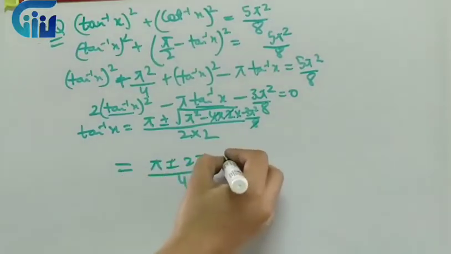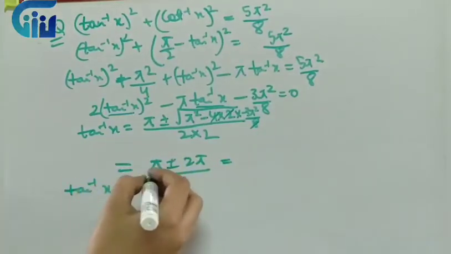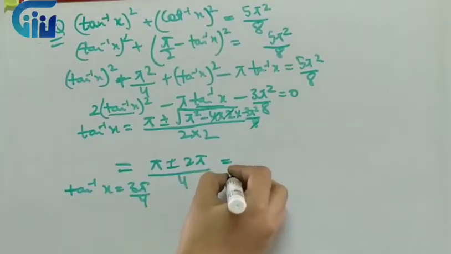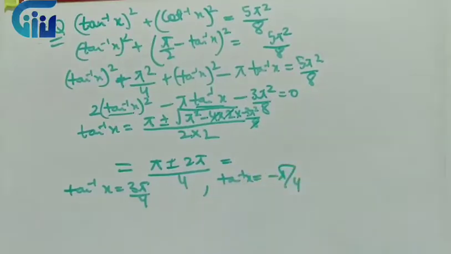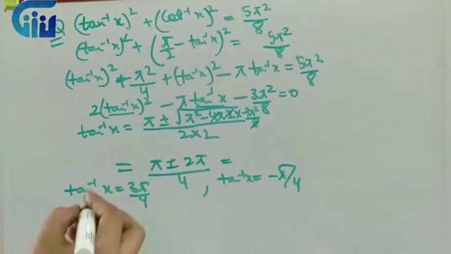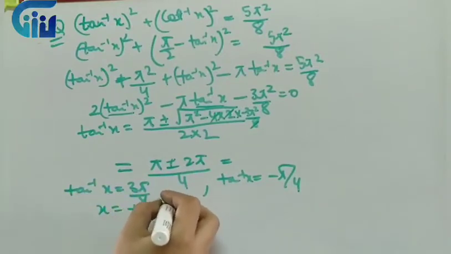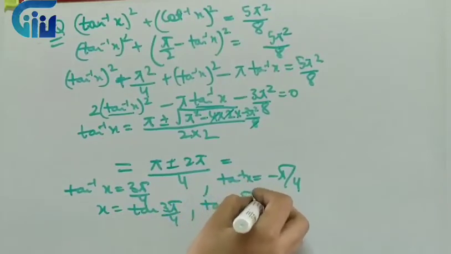So this further will be, if I add up, it will give me 2 answers. Tan x, if we add up, it will be 3 pi by 4, and if we subtract, it will be minus pi by 4, right? So these are the 2 values. So what will be x equal to? X will be equal to tan 3 pi by 4 and tan of minus pi by 4.